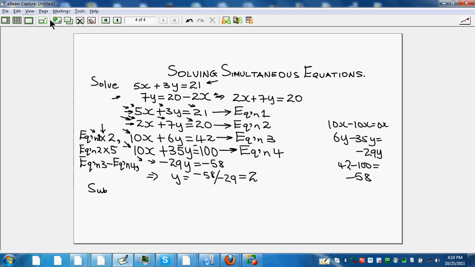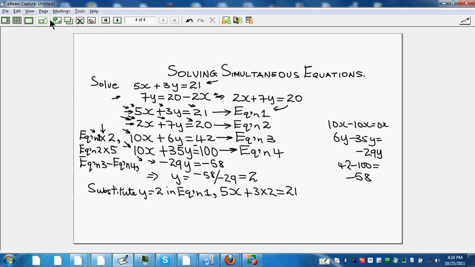So we'll substitute y equal to 2 in equation 1. That's what we'll do. And let's see what happens. If we go in equation 1, which is this here, and we place y equal to 2 inside of there, let's see what we get. We get 5x plus 3 multiplied by y, which is plus 3 multiplied by 2, right, 3y, equal to 21.